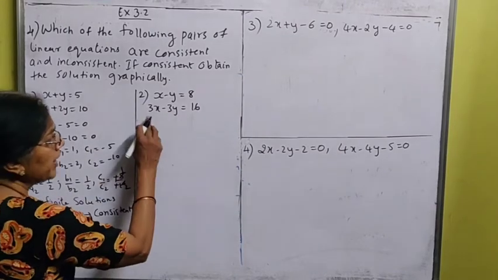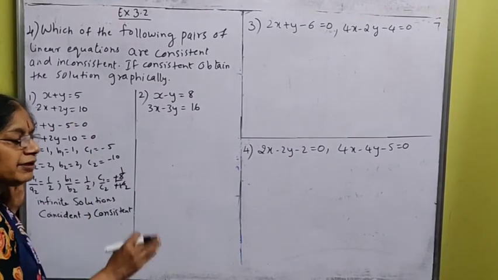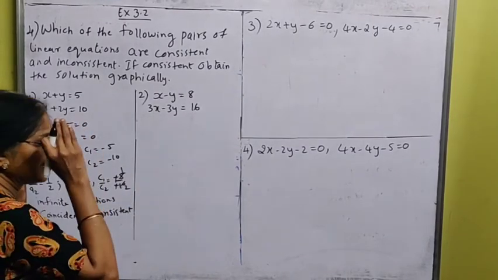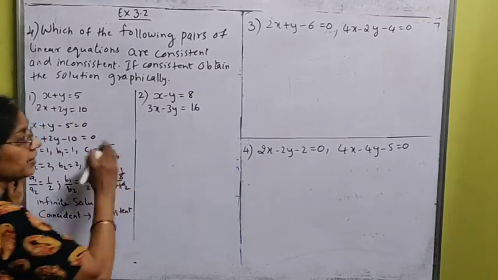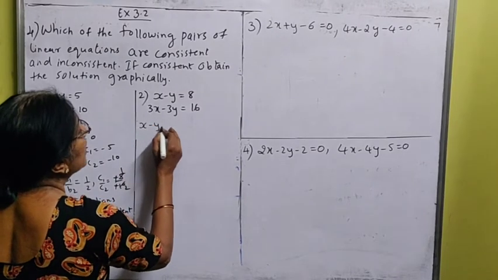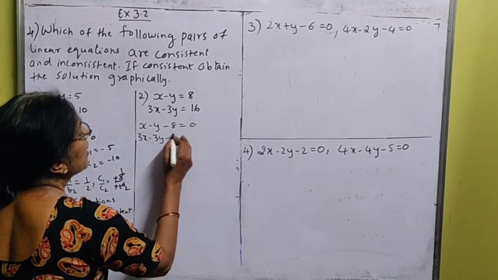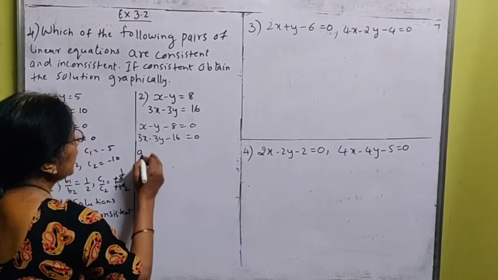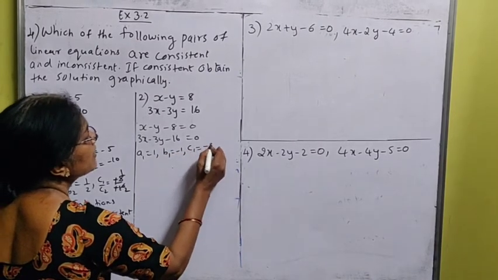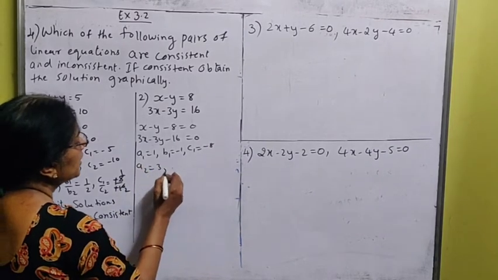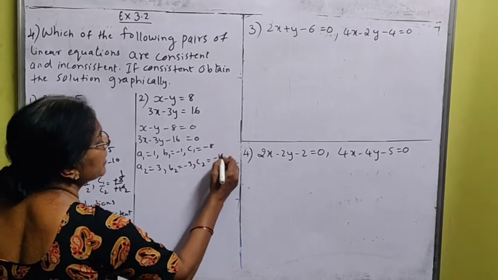x minus y is equal to 8, 3x minus 3y is equal to 16. Again, let us arrange it in the form of a1x, b1y and c1, then a2x, b2y, c2. So x minus y minus 8 is equal to 0, and 3x minus 3y minus 16 is equal to 0. So a1 value is 1, b1 value is minus 1, c1 value is minus 8. a2 value is 3, b2 value is minus 3, c2 value is minus 16.